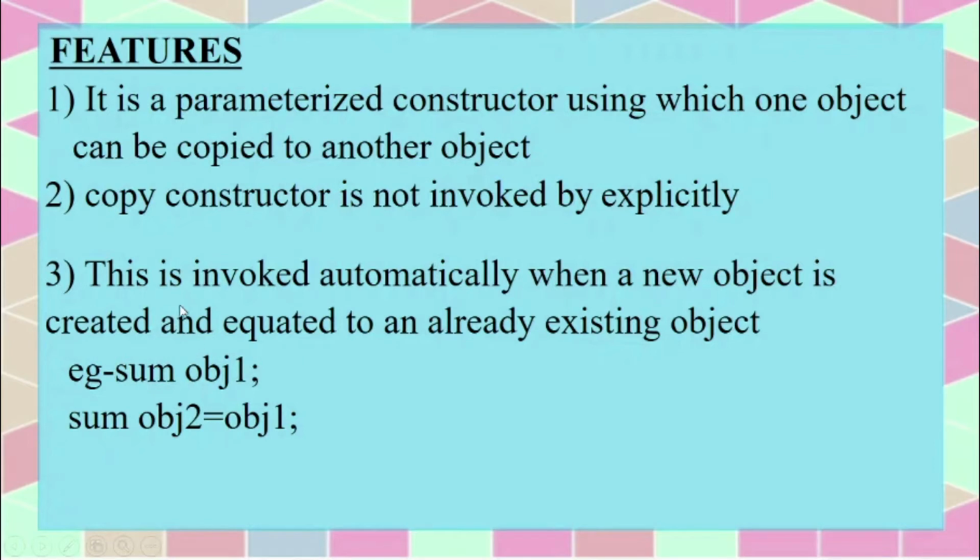Then the third point: this is invoked automatically when a new object is created and equated to an already existing object. That is, using the class name sum we are creating object 1. Then again using the class name sum we are creating another object named object 2. Then we are assigning object 1 to that object 2. Object 2 is a new object created and equated to an already existing object, so equal to object 1. Object 1 is an already existing object. So in this case also copy constructor will be executed.